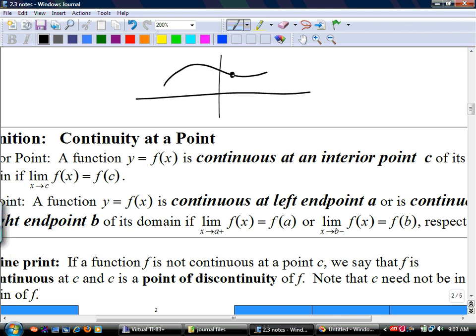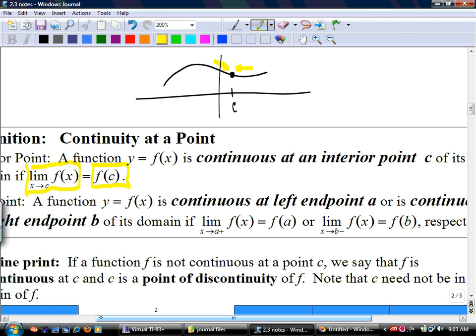So what we're saying is the limit from the left has to match the limit from the right, and they have to be the same. And that's what this is saying. It has to match the y value at c. So the limit as x approaches c of f of x has to have the same y value at c. That's what we just saw on the previous page.